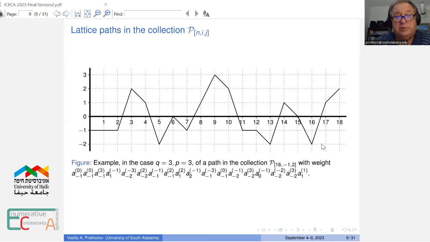One more example, with a path from collection P 18 -1 2. The y coordinate of the first point is -1, the y coordinate of the terminal point is 2, there are 18 steps, and no restrictions for paths. The maximum displacement upwards is 3 units, Q equals 3, and the maximum displacement downwards is 3 units, and we can see this on the screen. So this is 3 steps up maximum, and this is 3 steps down for one step.